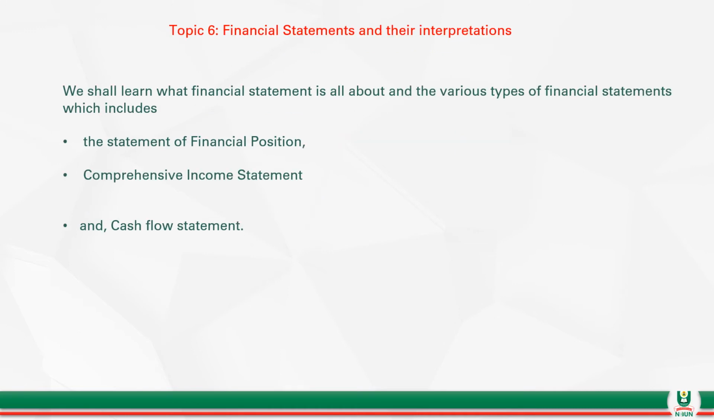Finally, topic 6 will talk about financial statements and their interpretations. We shall learn what a financial statement is all about and the various types of financial statements. We shall also know their new nomenclatures and perhaps remind ourselves of what the old nomenclatures were. We shall talk about the statement of financial position, the comprehensive income statement, and finally we will look at the cash flow statements.